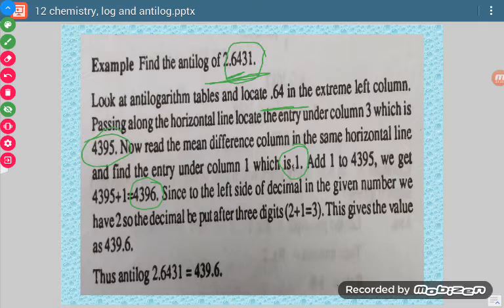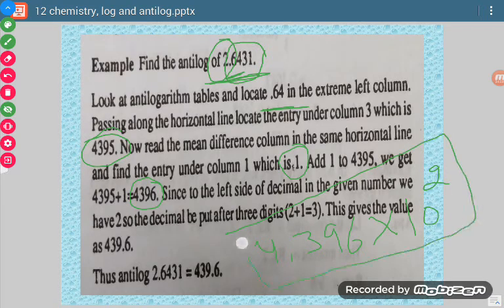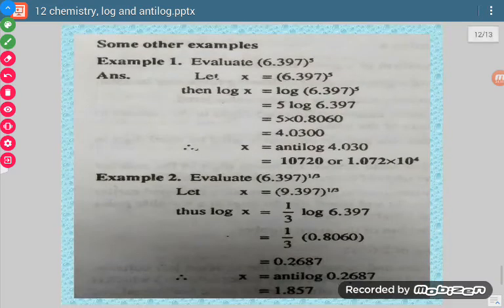Okay, now 4396 will be written as 4.396 multiplied by, here the characteristic or integral part value is 2, so into 10 raised to power 2. So what is our answer now? 4.396 into 10 raised to power 2 is the anti-log value of 2.6431. Okay, so here are two more examples where these things are used. The log table is always taken along with the anti-log table only when it is complete. So it is very much useful in so many mathematical calculations.